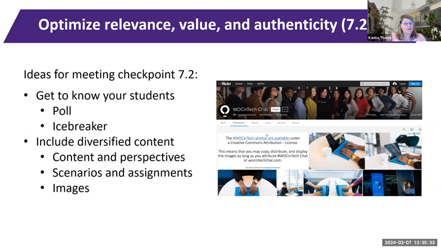So other ideas that can be used to meet this checkpoint would include various activities to engage your students or integrate the students' experience, their identities and backgrounds and their cultures. And you can invite the students to share their experiences, but you don't want to ask a student to represent a group.